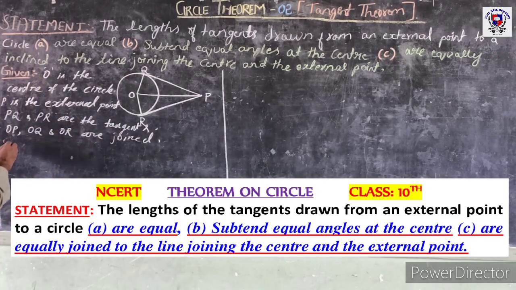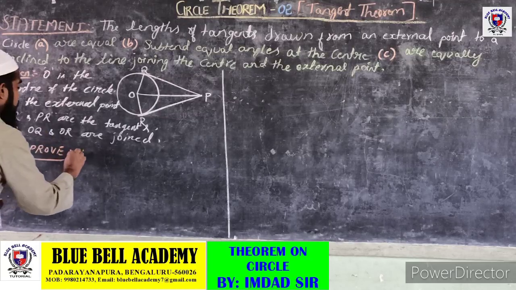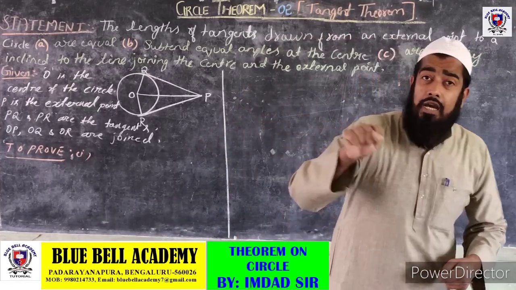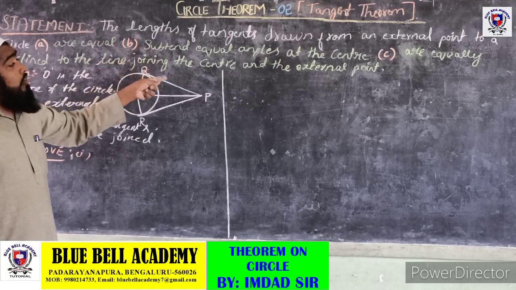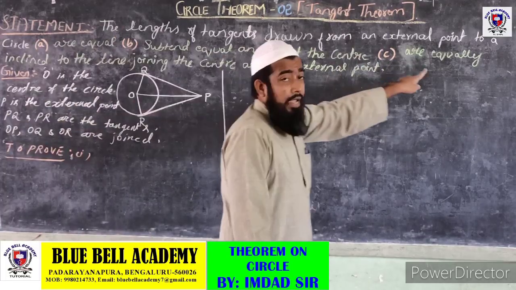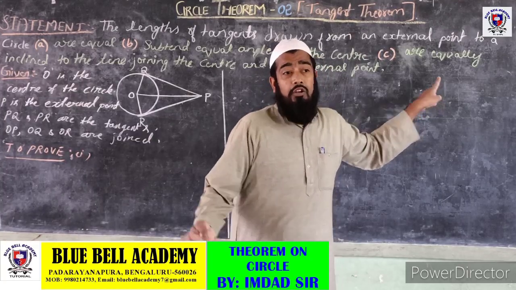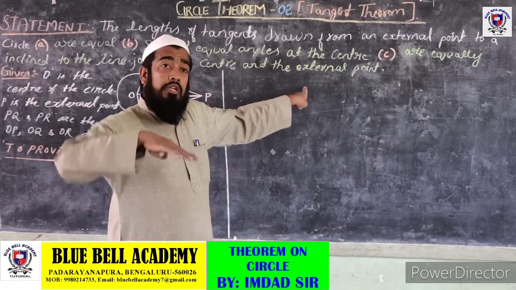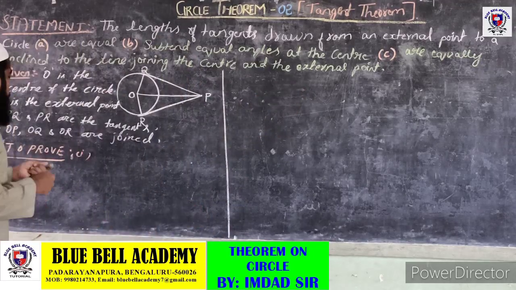Now we have to write: to prove. For this proof, I have given here three things that we have to prove. But as per the NCERT syllabus, it only asks that you prove that the tangents are equal. But you cannot ignore these other two also. It may be asked, and you cannot say that you didn't learn it, because this is related to the triangle part which we studied in your 9th standard.